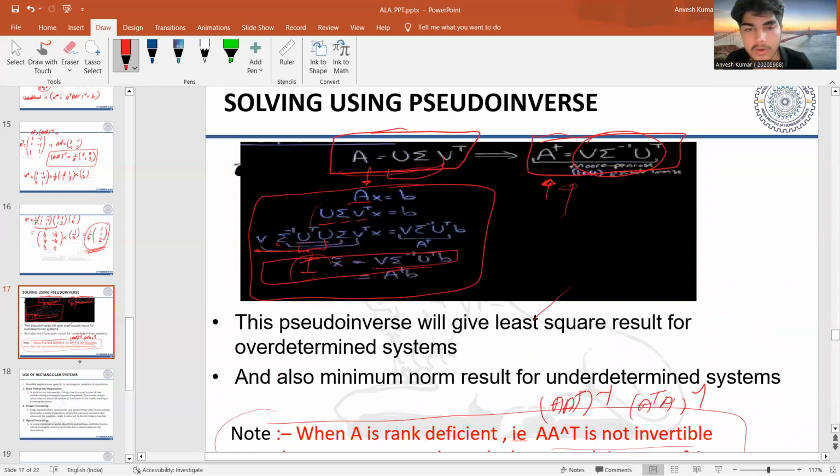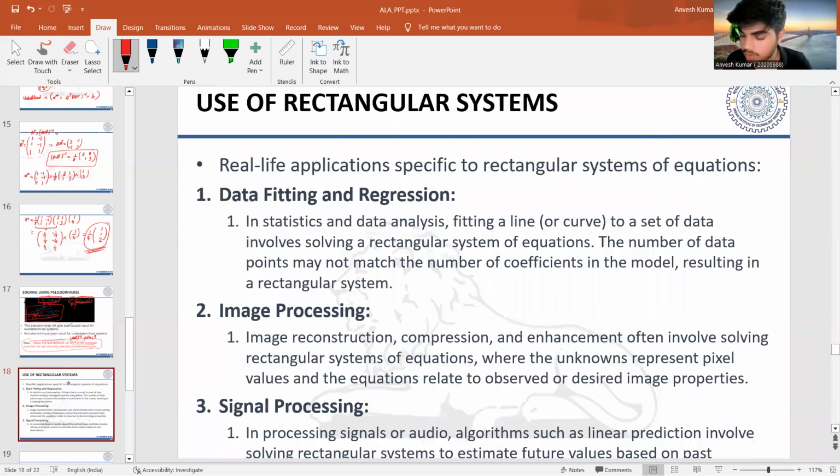So this is all of the calculation that was in this topic. I can also give you some examples where rectangular systems are used. For example, in data fitting and regression, we all know in linear regression we also have that problem where we calculate the minimum square error for all data, and we tend to minimize that. There also we have the same problem. There we make use of rectangular systems.